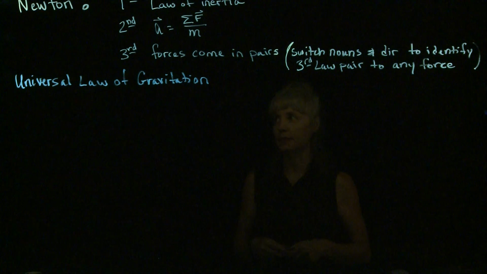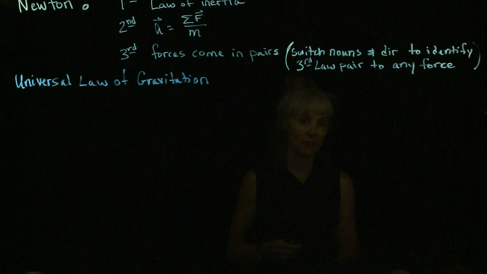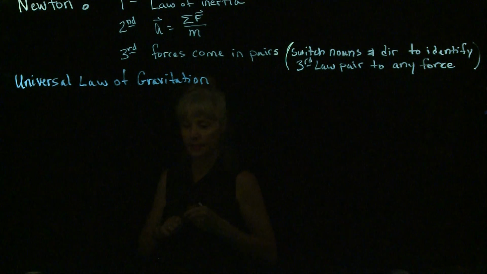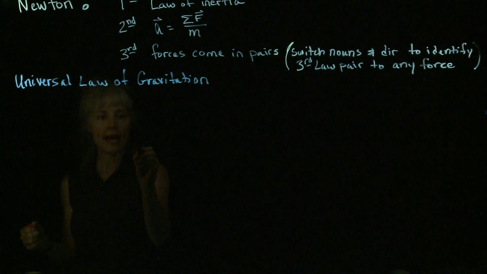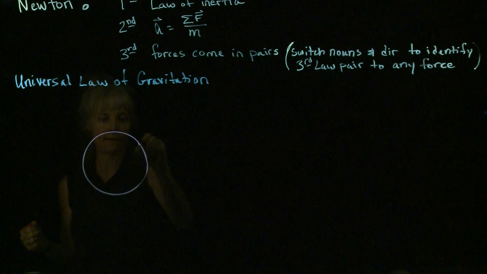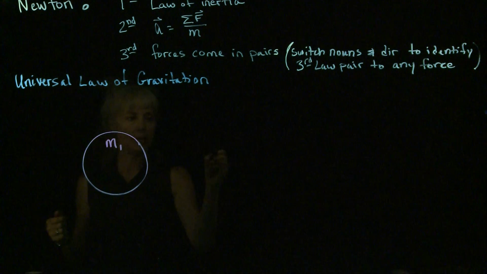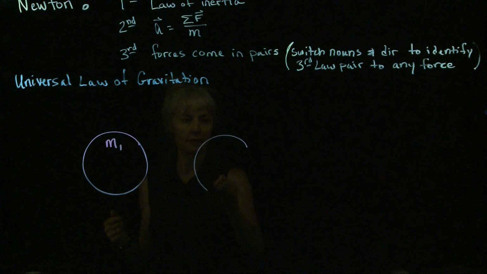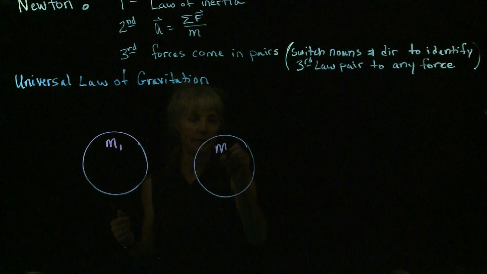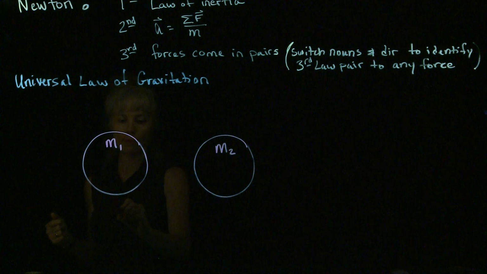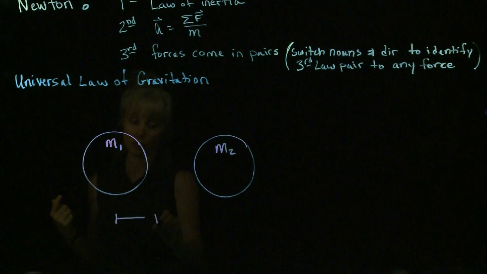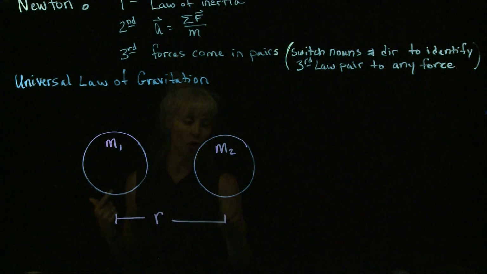The last law that Newton developed to, again, quantify everything that we can see in the universe with these eyes is the universal law of gravitation, and that's the subject of this video. So if we have 2 objects that have some mass, so let's say this is going to be our object that has mass m1, and this is another object that has mass m2, and their centers are separated by a distance r.